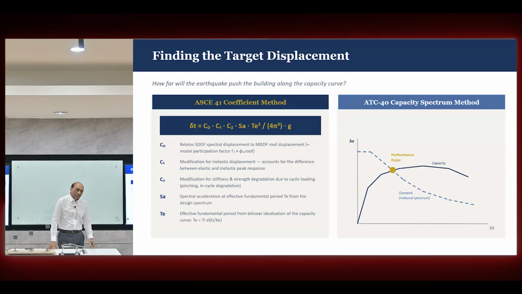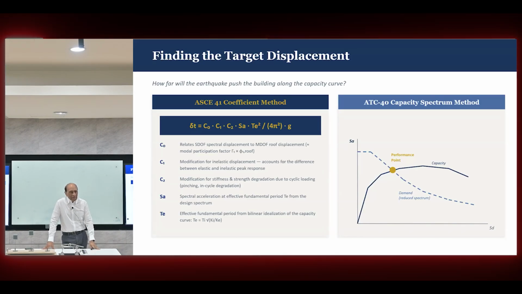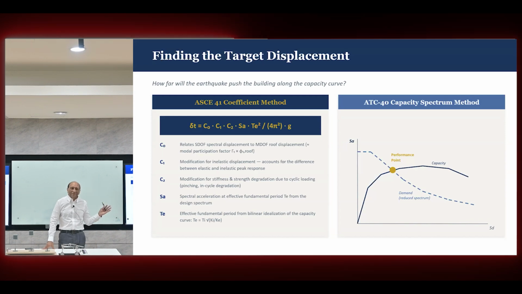And the codes have a lot of methods on how to calculate the capacity curve. There are methods and methods and methods behind it, and there are formulas for the capacity spectrum method. There are many things to do. The concept is very simple, but the application is not.